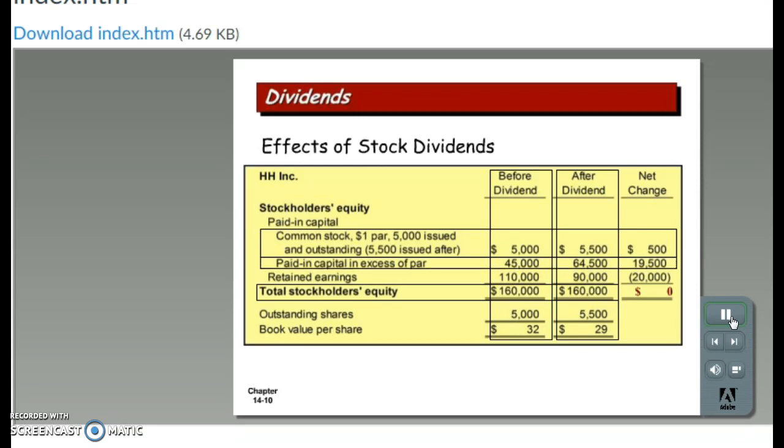The paid-in capital in excess of par increases $19,500 as a result of the stock dividend recorded in the journal entry on the previous slide. Retained earnings decreases by the market value of the stock dividend, 500 shares multiplied by the market price of $40. This amount was recorded into the stock dividends account in the journal entry on the previous slide. The outstanding shares go from 5,000 shares to 5,500 shares after the stock dividend.